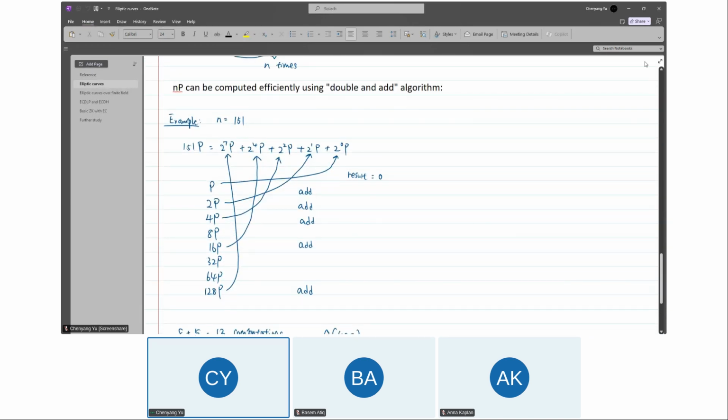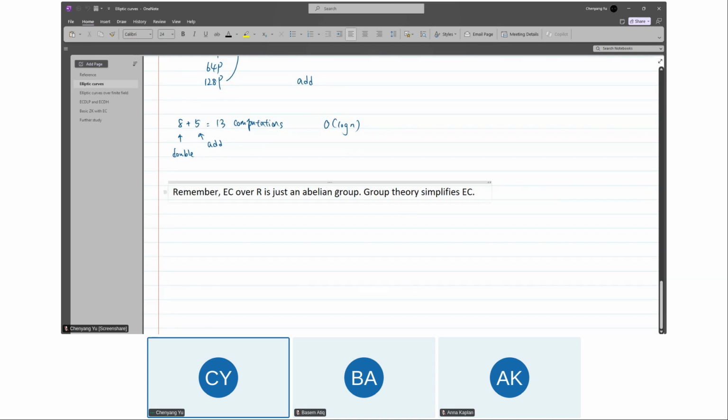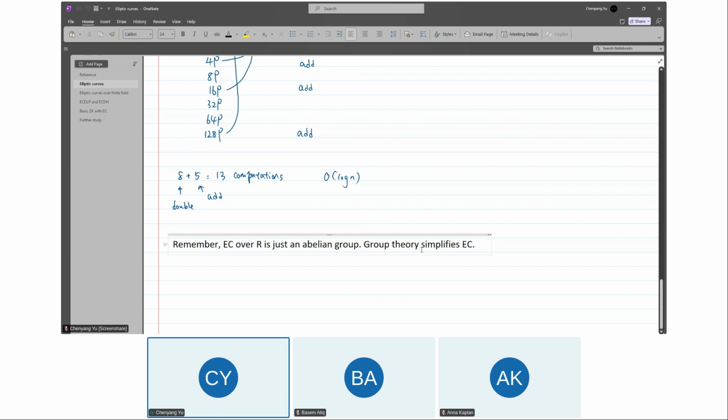We have those, and put a comment here. Just remember this is an abelian group. Therefore, the group theory we covered in previous weeks also applies to EC, right? So the big theorems, everything, as long as it works for an abelian group, it works for EC. Okay, so learning group theory only simplifies your learning. You don't have to worry too much about details of EC. Just think of it as an abelian group.